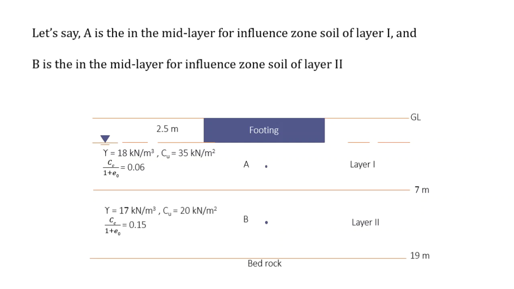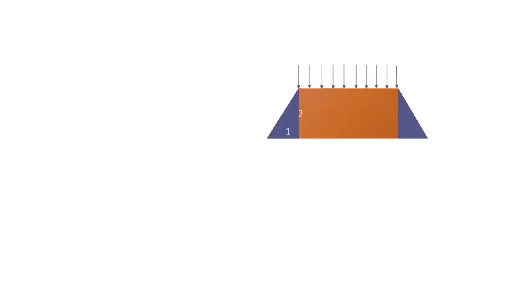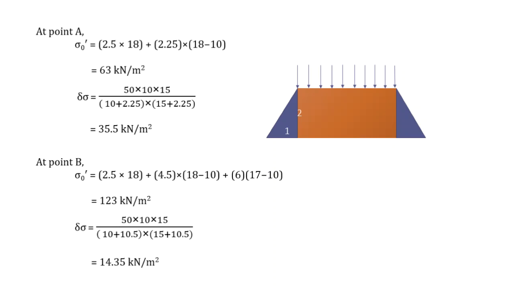We have to determine the initial effective overburden pressure and increase in effective overburden pressure in the middle of layer 1 and layer 2. So let's say that A is a point in the middle of layer 1 and B is a point in the middle of layer 2. If this is the loading intensity at the base of the footing, this is how it is assumed to be distributed in the ratio of 2 vertical is to 1 horizontal. These are the calculations for initial effective overburden pressure and increase in effective overburden pressure.